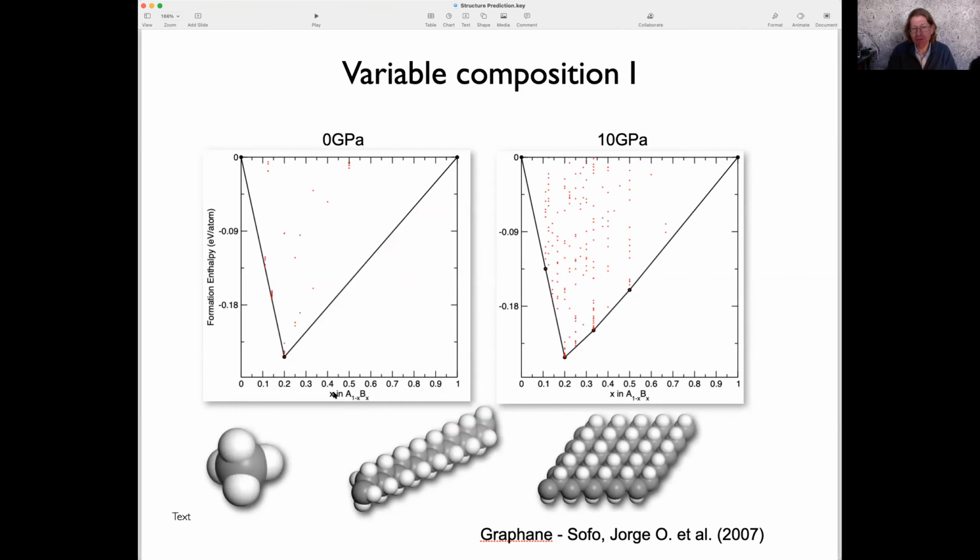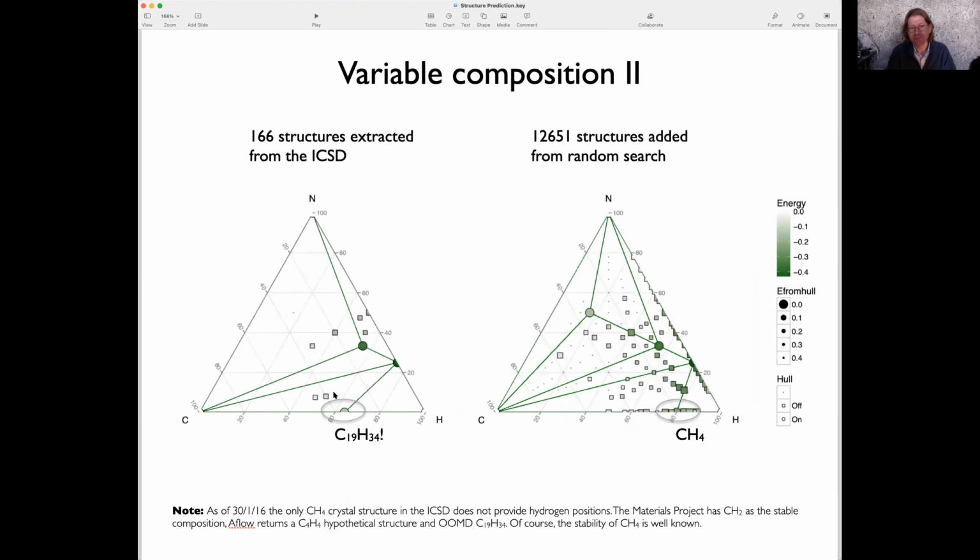You can play the game of doing variable composition, as I explained with the convex hulls. So here are examples of convex hulls for carbon and hydrogen at zero pressure and at higher pressure. And you can see at higher pressure, other compositions other than methane become stable for the carbon hydrogen system. And then you can extend this to ternary searches.